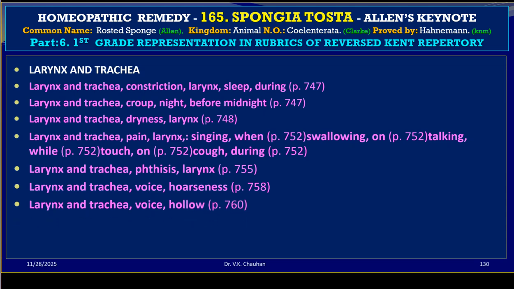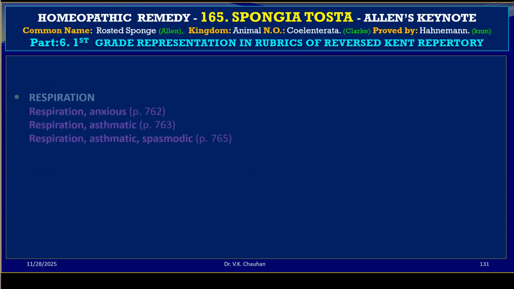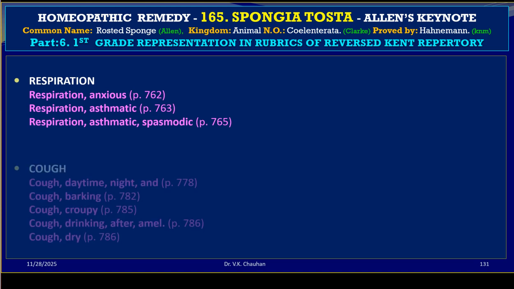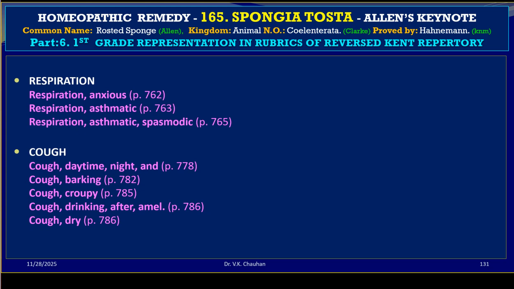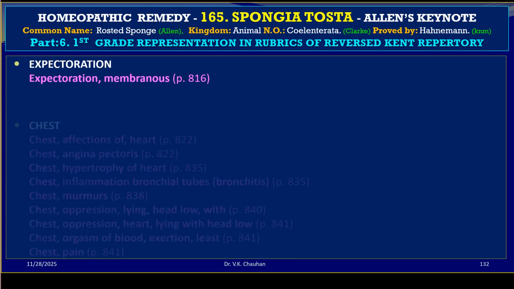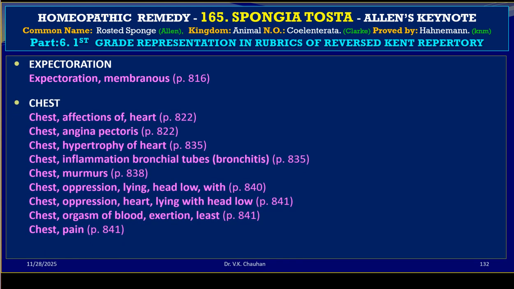Larynx and trachea, voice hollow. Let us go to the respiration, and here we find respiration anxious, asthmatic, spasmodic asthmatic. When we talk about cough, it is worse at night. It is a barking, croupy cough which is dry in nature and ameliorated after drinking. Expectoration, membranous, very scanty.